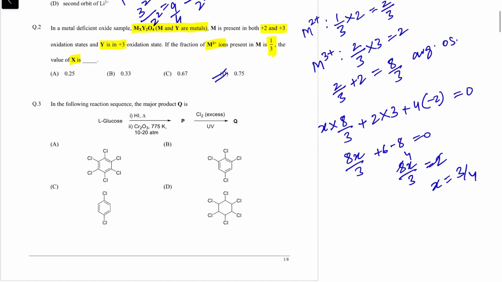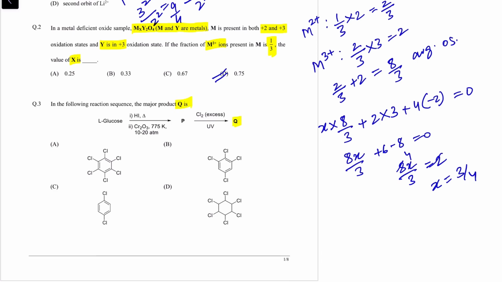Question number 3, all these reactions can be found in NCERT textbook of hydrocarbons and biomolecules. Let's start with the question. In the following reaction sequence, the major product Q is. The question is, what is the structure of Q?